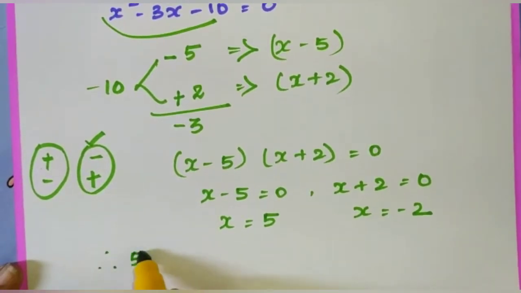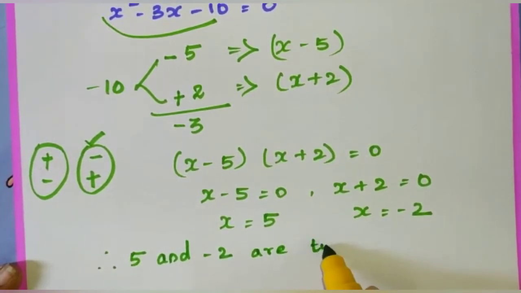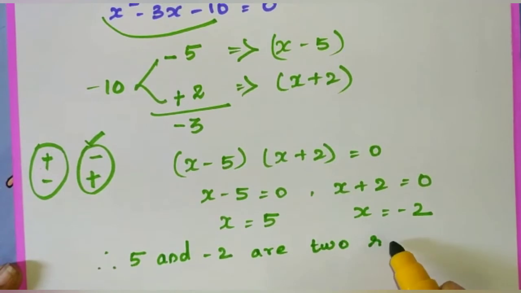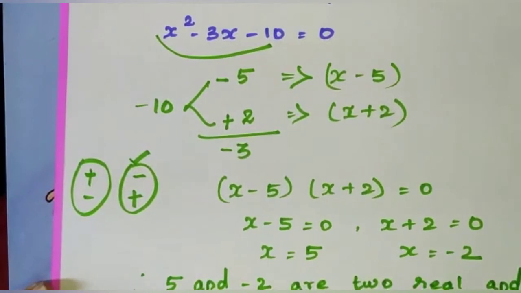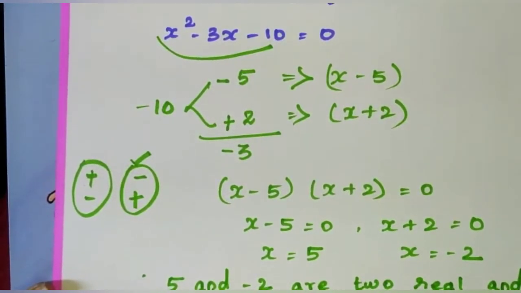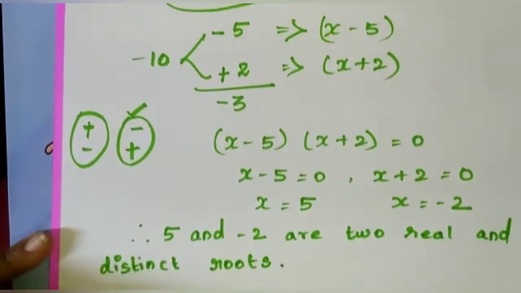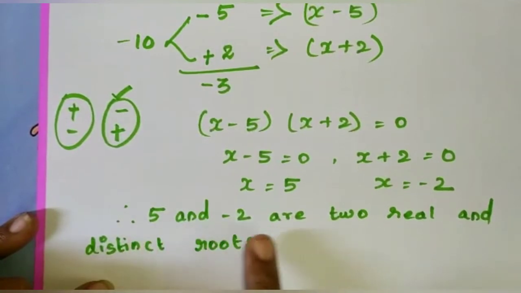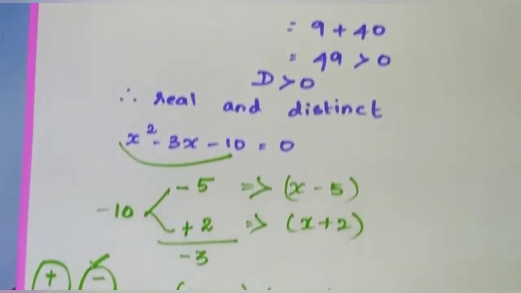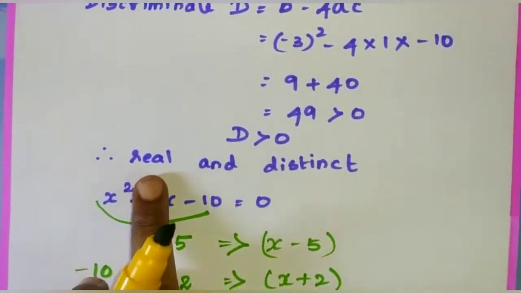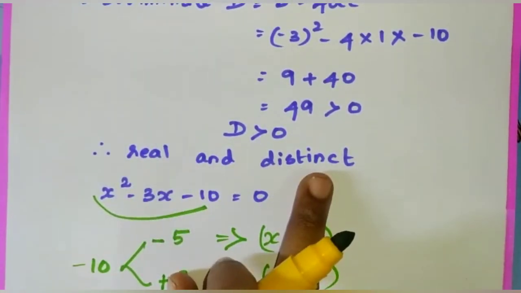Therefore, 5 and minus 2 are two real and distinct roots. Okay, therefore 5 and minus 2 are the two real and distinct roots. So we can check that now with the discriminant value. So we got real and distinct roots.